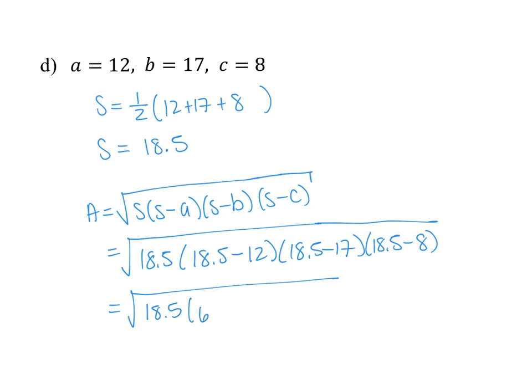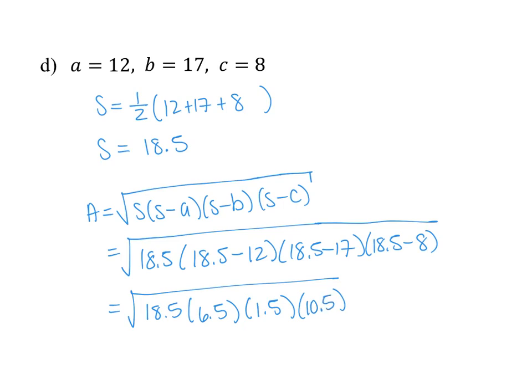So if I subtract, this is going to be 6.5 when I take 18.5 and subtract it by 12. If I subtract it by 17, I get 1.5. And if I subtract it by 8 here, I get 10.5.